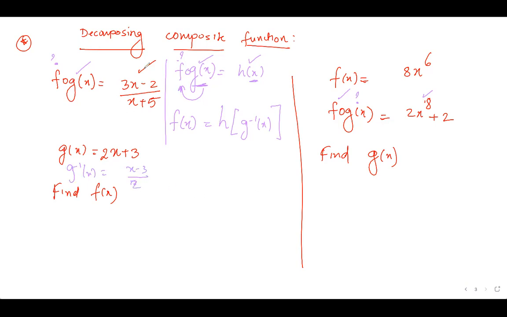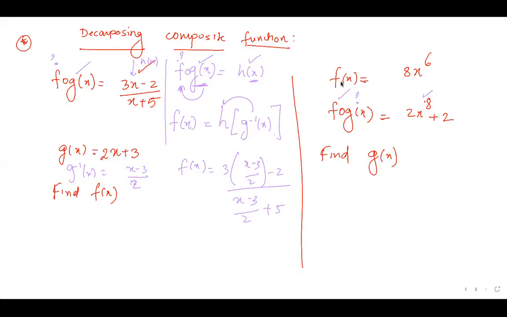Now h of x is this. This is my h of x. When I say h of x, I mean the right hand side. So my f of x is going to be 3 times x minus 3 over 2 minus 2, upon x minus 3 over 2 plus 5. So basically, I'm finding the composite function of h of g inverse x. And out here, g inverse x is this. So just replace x with g inverse, and you'll simplify this. You'll get your function back.